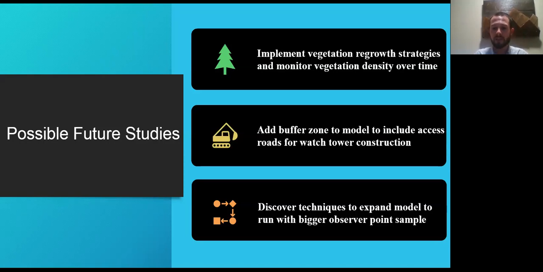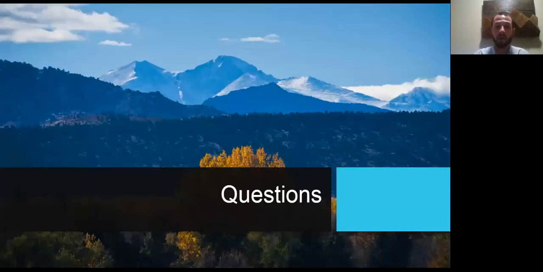And just discovering techniques to help with the automation process. Even though I scaled it down and made that model in Model Builder, it still took a long time to process the 19,000 observer points. It took about a day and a half on my laptop. So maybe different techniques, different tools, tweaking it here and there to sort of find out how to make it run a little bit more smooth. So, and now I'm open to questions.